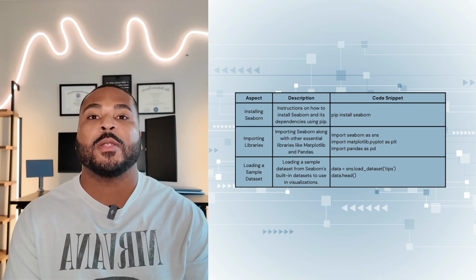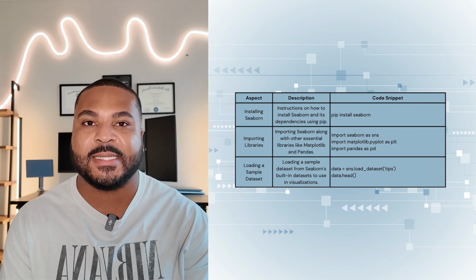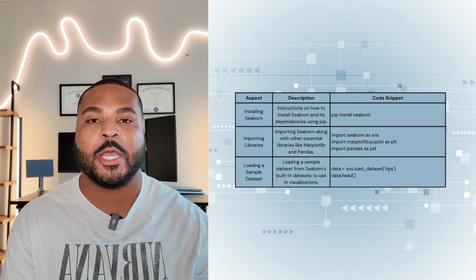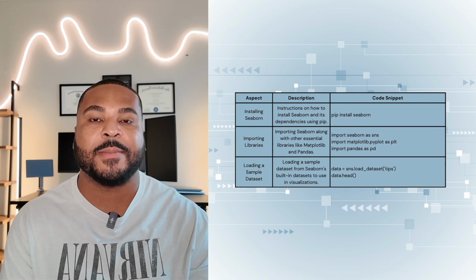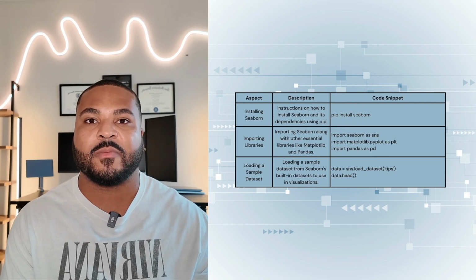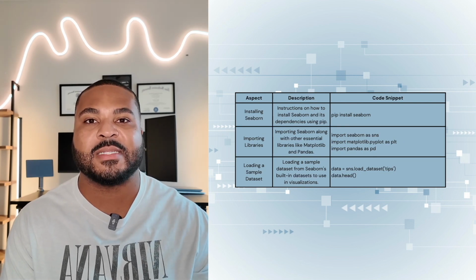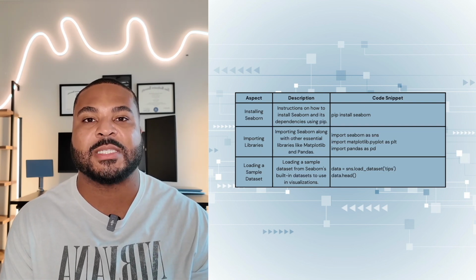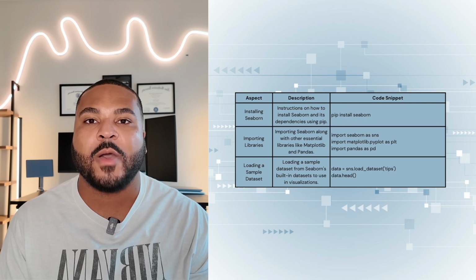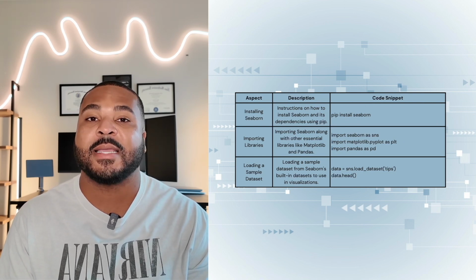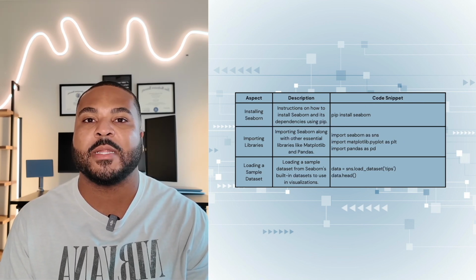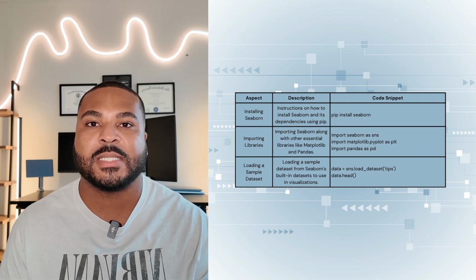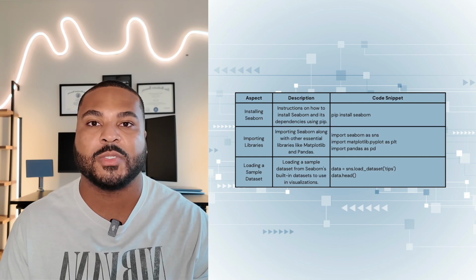Seaborn comes with several built-in data sets that we can use to practice creating our visualizations in this video. So for this video, we will use the tips data set, which contains information about tips received by a waitstaff in a restaurant. This dataset is great for practicing various types of visualizations. We can load the dataset using the following code snippet, and to get a quick look at the data, we can display the first few rows using the head method.